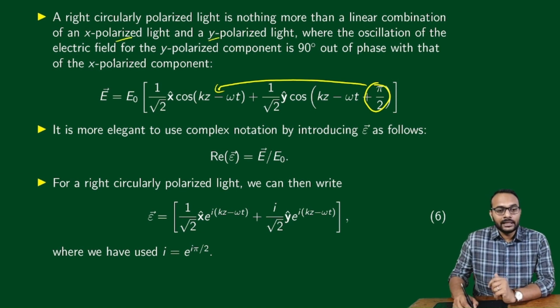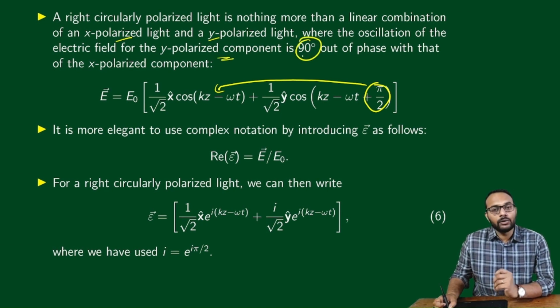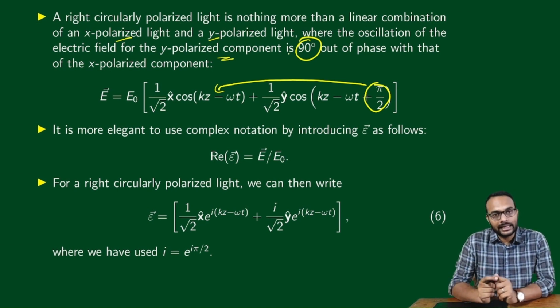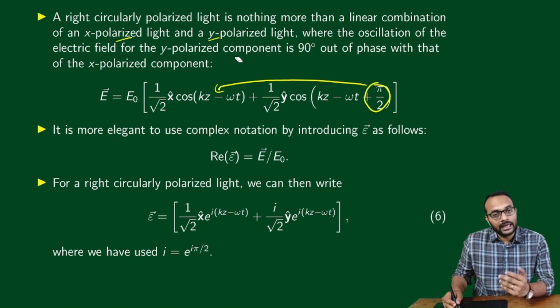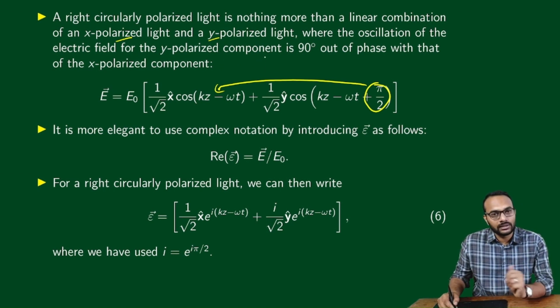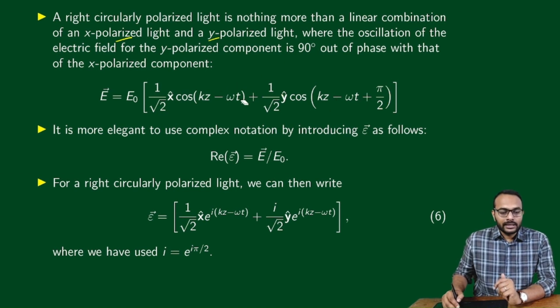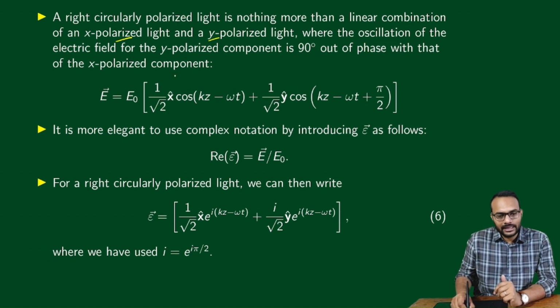The only thing is that the oscillation of the electric field for the y polarized component is 90 degrees out of phase with that of the x polarized component, so that the oscillations are 90 degrees out of phase. Due to this, if you are looking at a circularly polarized light approaching you, you will see that the polarization vector actually rotates. That's why we call it circularly polarized light. Now maybe we can write it using complex notation.